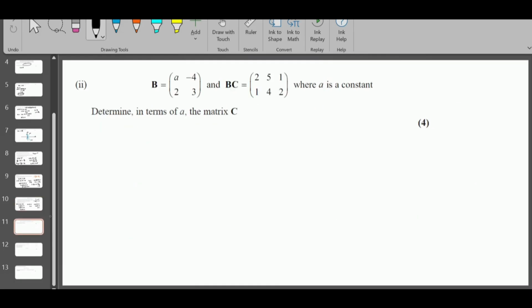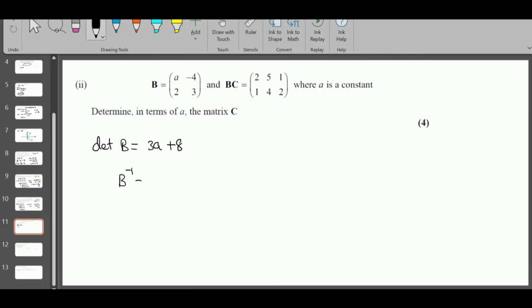B is given, BC is given. Determine in terms of A the matrix C. First I'm going to find B inverse. The determinant value of B is 3A minus this. So it's positive 8. You don't need to put a modulus because we are not talking about the area scale factor. We are talking about the determinant value of B. The determinant value can be a positive number, negative number, or 0 also. So leave it as it is.